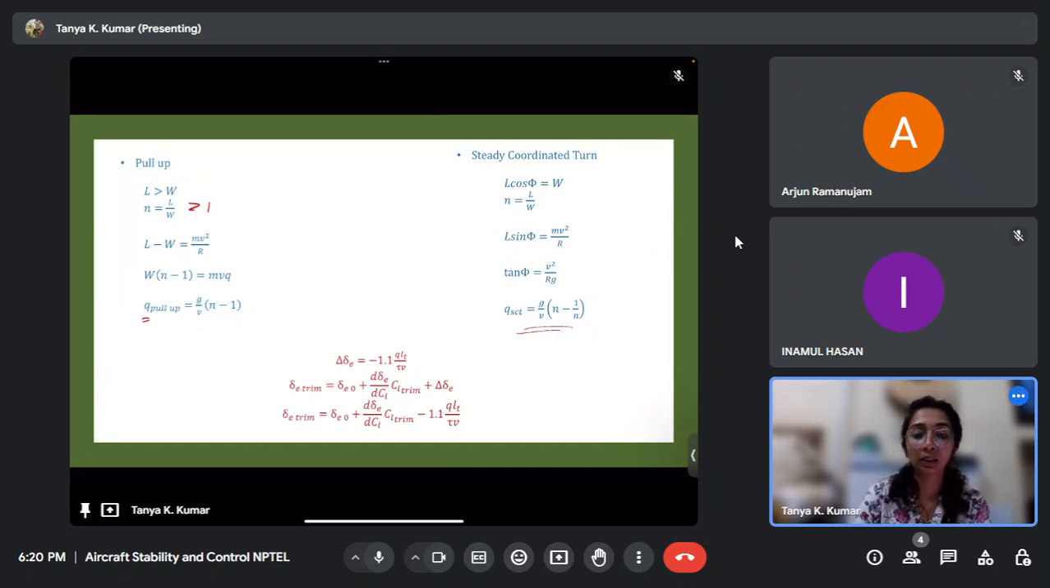Again load factor is L upon W, which is not equal to 1 as in the case of cruise. So here load factor will be greater than 1 or less than 1. Will the load factor be for steady coordinated turn greater than or less than 1, or is it not equal to 1? What would it be?